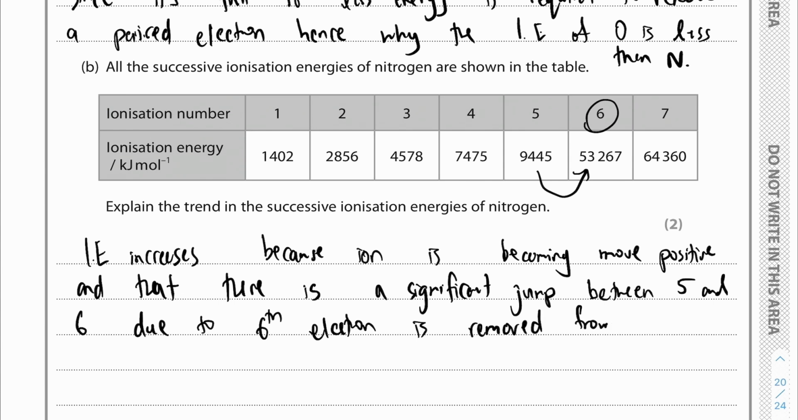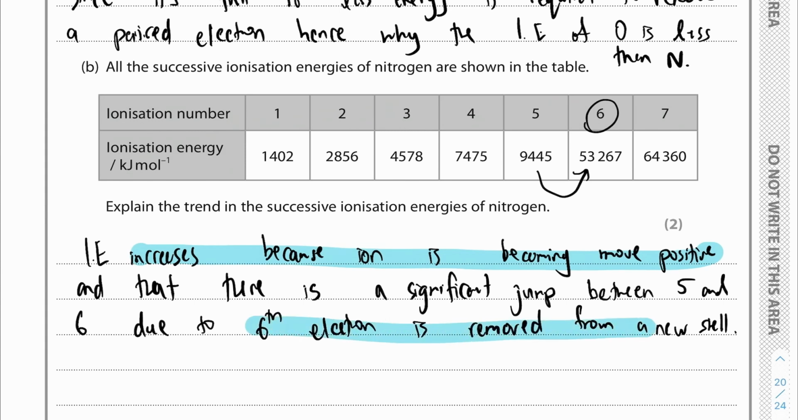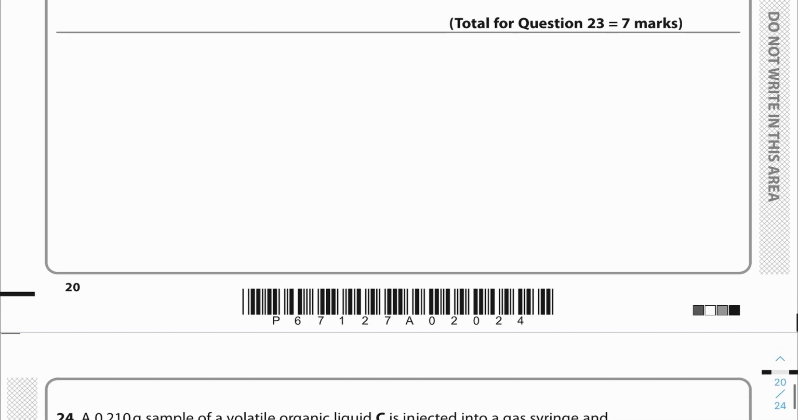From a new shell which is already stable, right? So it's hard, it requires more energy. So what are the 2 marks? The 2 marks are saying that ionization increases because the ion is becoming more positive, and that the 6th electron removed is from a new shell. Okay, let's move on to question number 24.